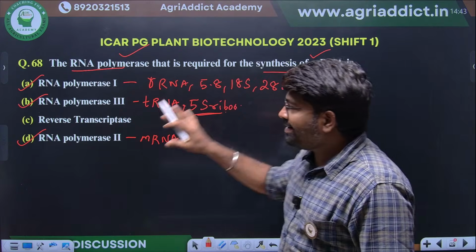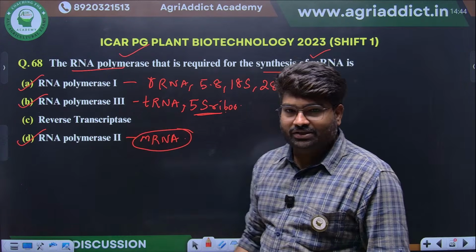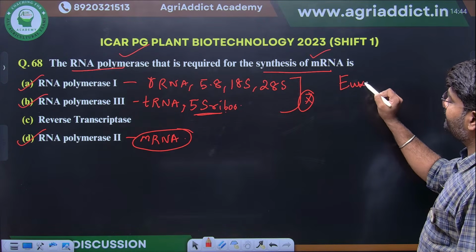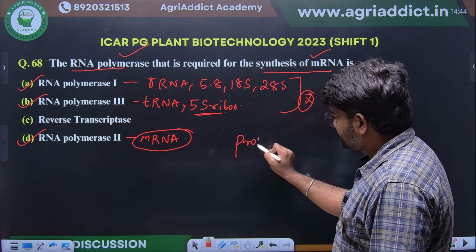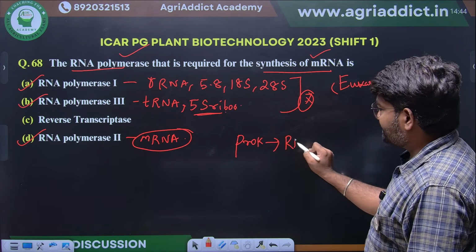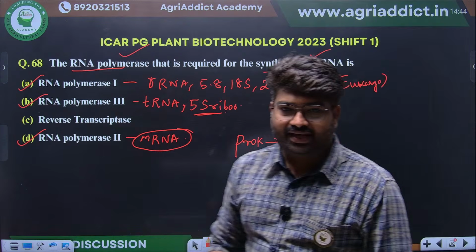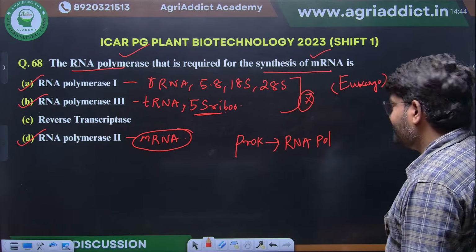So, which RNA polymerase will be involved in mRNA synthesis? RNA polymerase 2. This question they have asked specifically for eukaryotes. Okay. Eukaryotes. In prokaryotes, a single RNA polymerase will transcribe all the genes. Clear? So, a single RNA polymerase will transcribe everything.